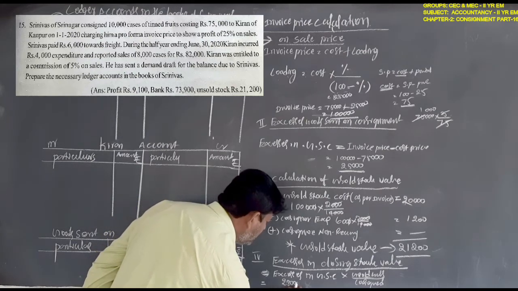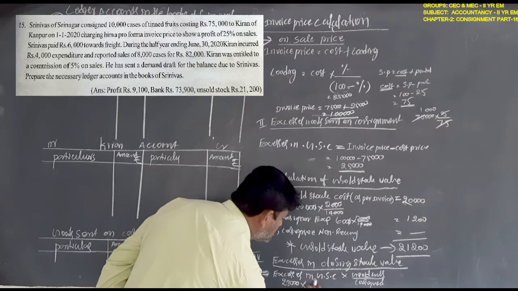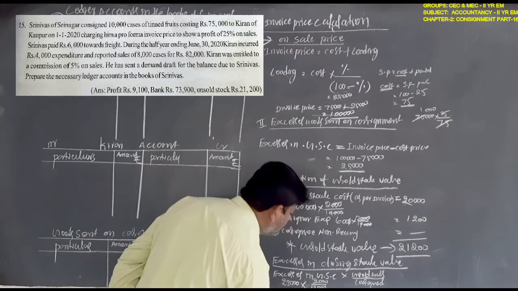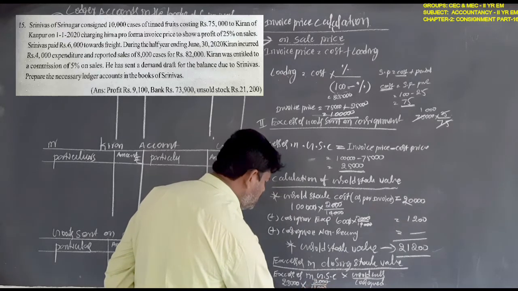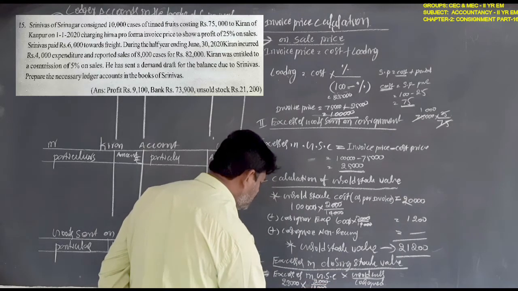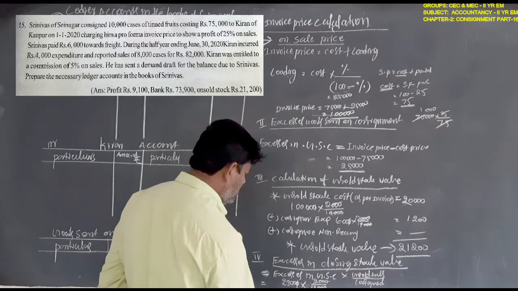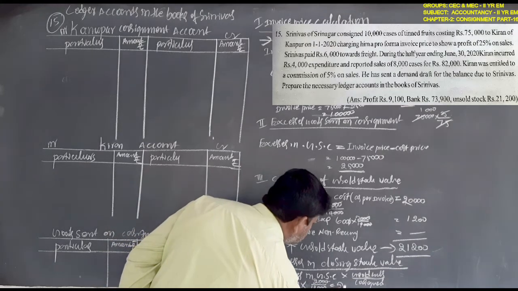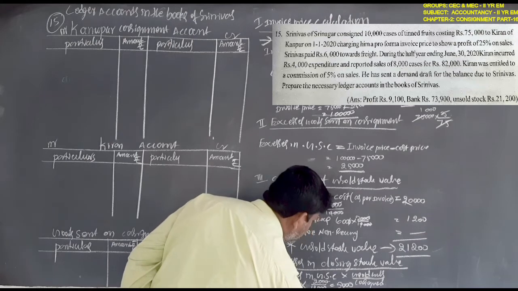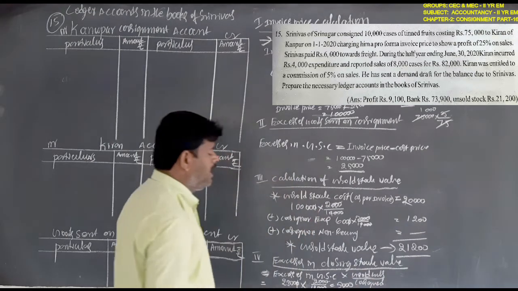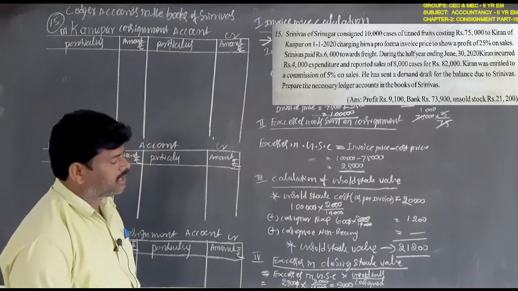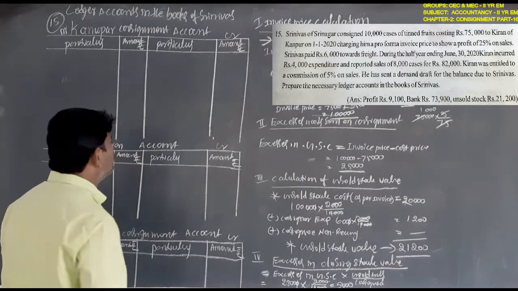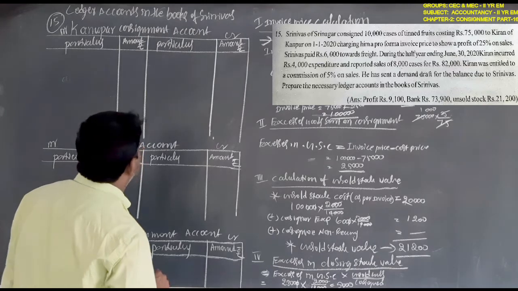Next, 25,000 into 2,000 by 10,000. Cancelling the zeros, we get 2,500 into 2, which is 5,000 rupees. This is the excess in closing stock. So write it one by one.